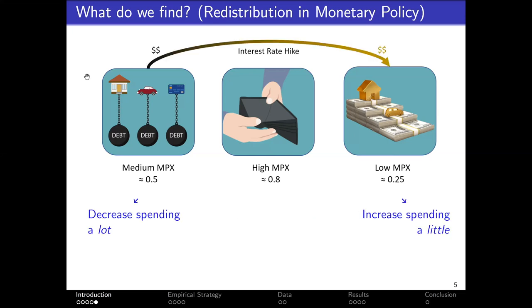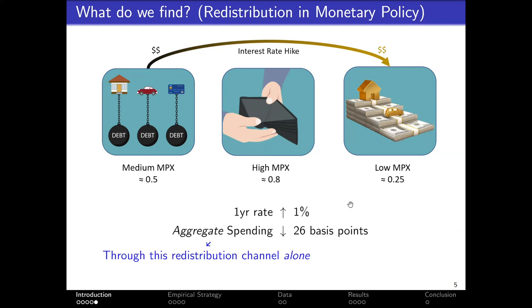So if there's an interest rate hike, part of what that does is act as a redistribution from the people who have to pay that higher interest rate to the people who are going to receive that higher interest rate. So from this middle class group to this wealthy group. And it doesn't directly affect the group who have neither assets nor debts. And as this middle class group has a much higher MPX, they will decrease their spending a lot because they're having to give more of their money to service their debt. And these guys who receive it will only increase their spending a little.